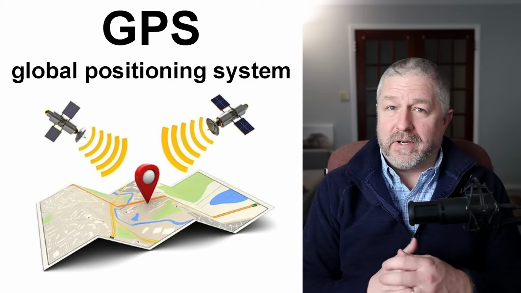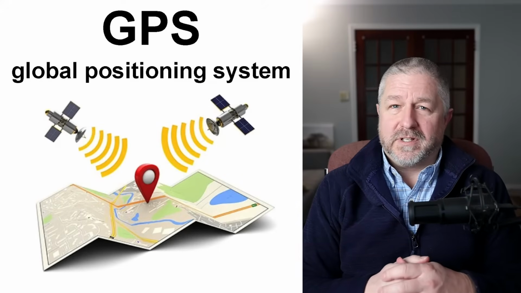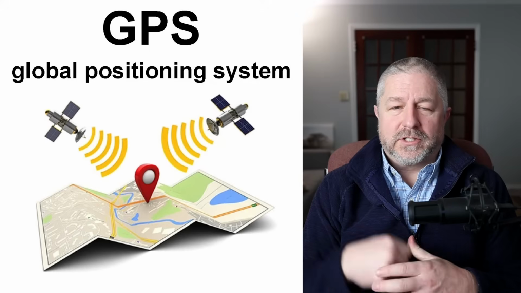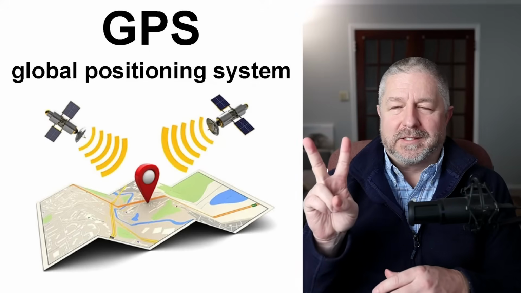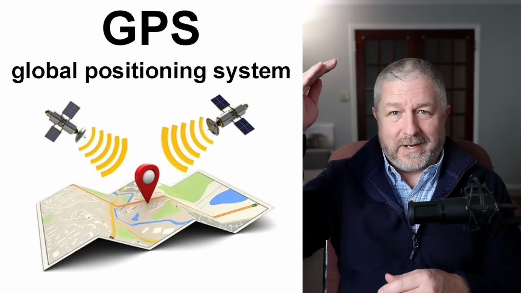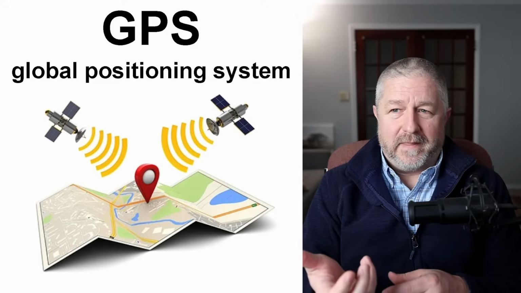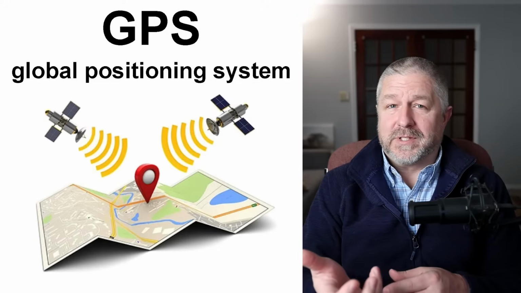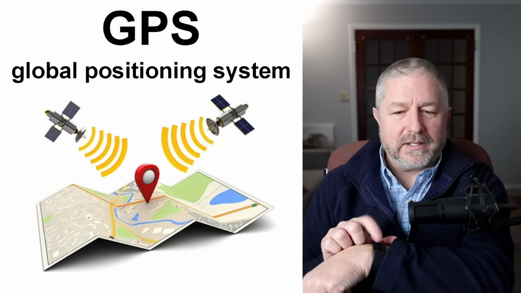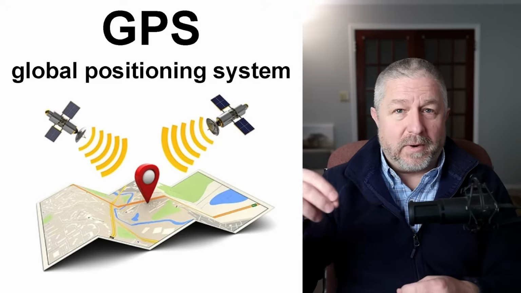GPS. Now, this is a very familiar one to all of us. GPS stands for Global Positioning System. And there's actually two parts to GPS. One is there are a lot of satellites in orbit around the Earth, and you have a device such as your phone that can receive signals from those satellites. My watch also has GPS. So when I go for a walk, it can track my route.